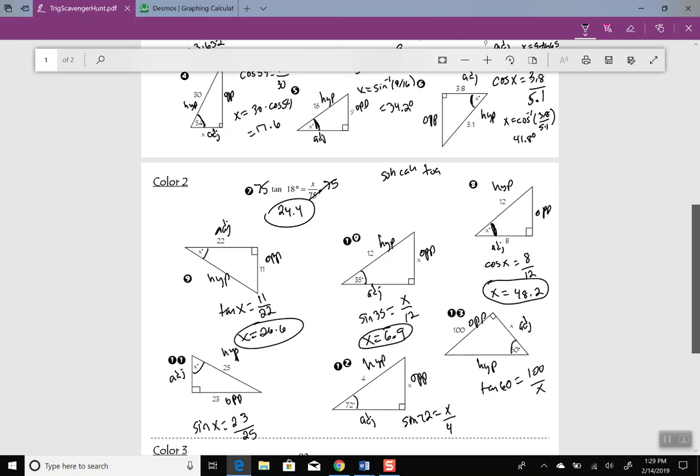Number 11, I have to use the inverse sine to get to that angle. So inverse sine of 23 over 25. That must have been a 66.9 degree angle. That was degrees.